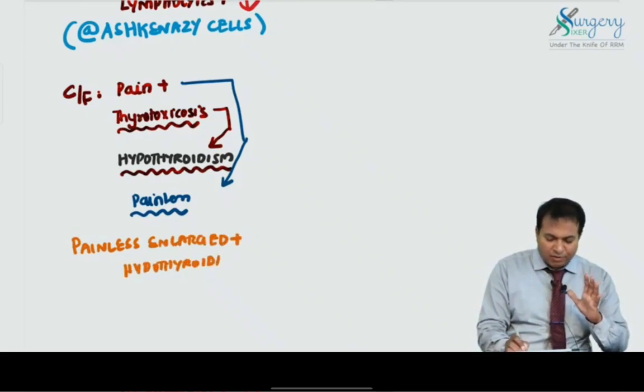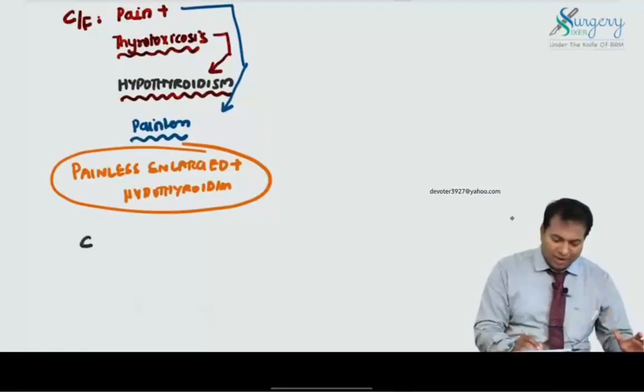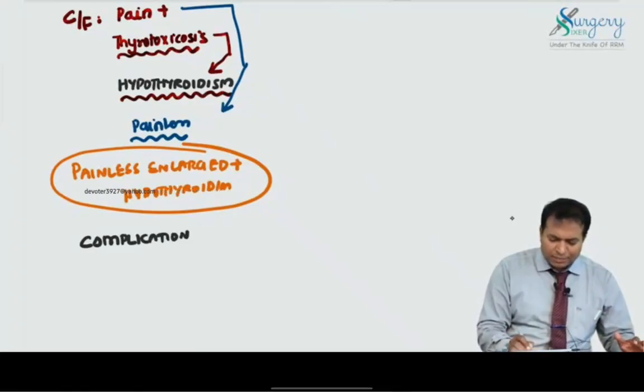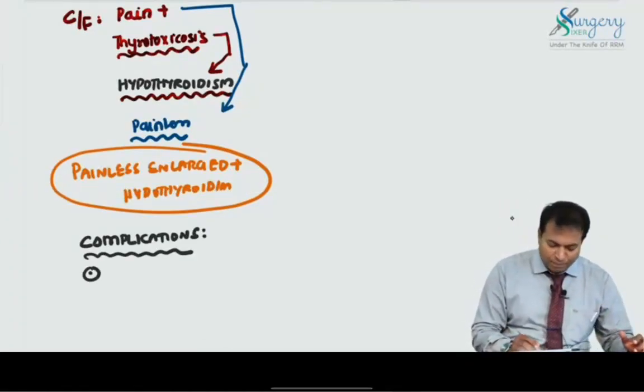The most common presentation of Hashimoto's is painless enlargement of the thyroid gland with hypothyroidism. So what are all the complications of Hashimoto's? Why should you worry about Hashimoto's? There are so many circulating antibodies against important substances like thyroid peroxidase. The very important complication is hypothyroidism. Therefore, they will end up in hypothyroidism finally.